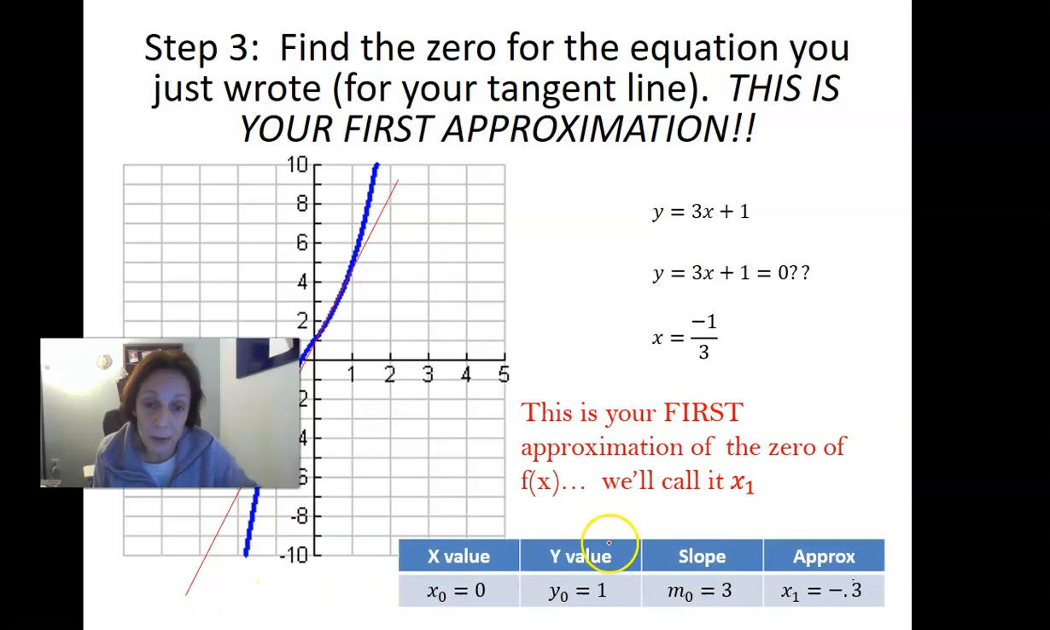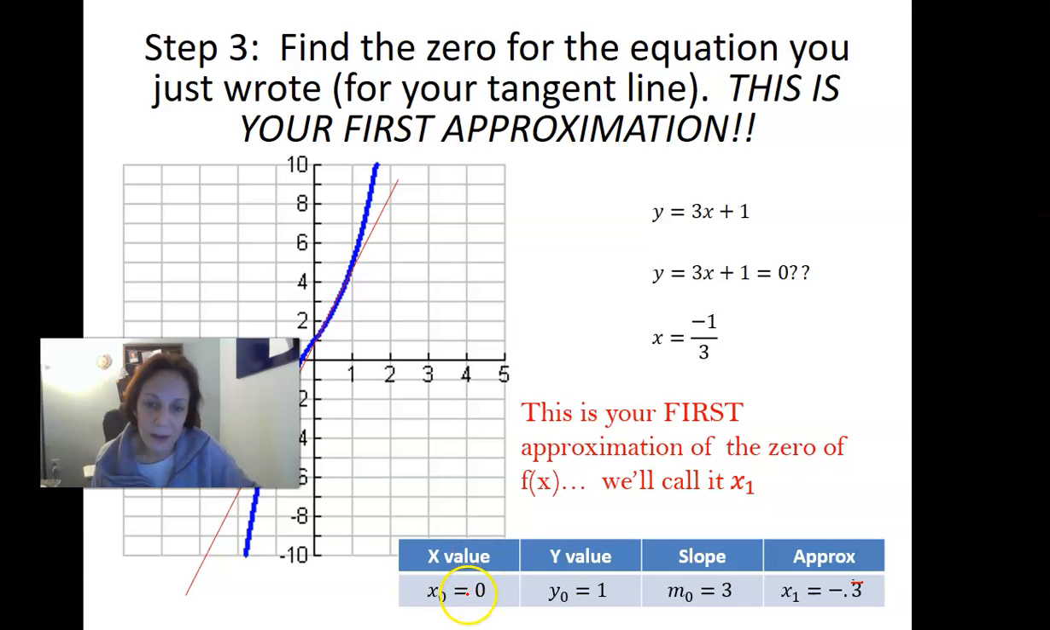So this is what I recommend. Make yourself a table that has these 4 columns. Your x value, your y value, and your slope, because those are the 3 values you need to do an approximation. And then in the last row, what your actual approximation was. So notice here, that should have a repeat on it, and I don't know why it's not showing.